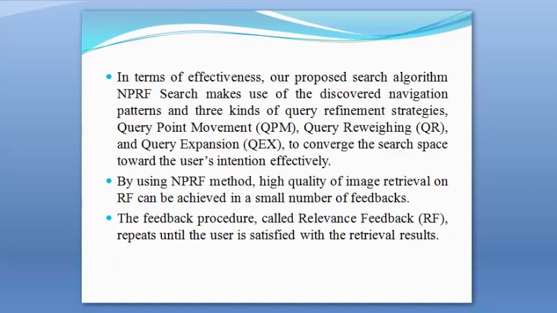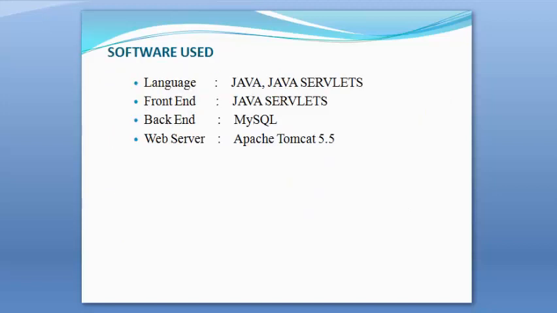In terms of effectiveness, our proposed search algorithm NPRF search makes use of the discovered navigation patterns and three kinds of query refinement strategies: query point movement, query reweighing, and query expansion, to converge the search space toward the user's intention effectively. By using the NPRF method, high quality of image retrieval on RF can be achieved in a small number of feedbacks. The feedback procedure called relevance feedback repeats until the user is satisfied with the retrieval results. Software used: language Java, Java Servlets; frontend Java Servlets; backend MySQL; web server Apache Tomcat.